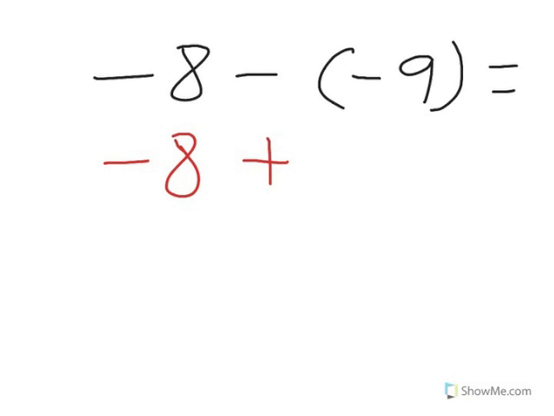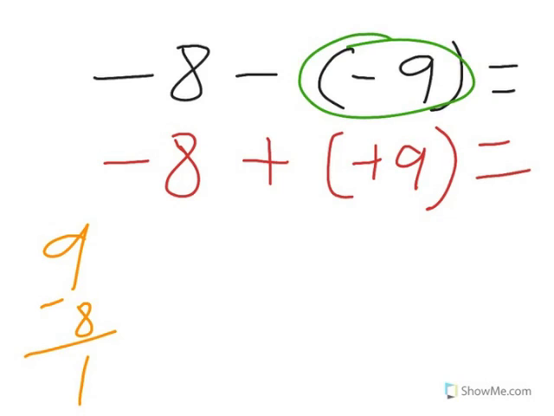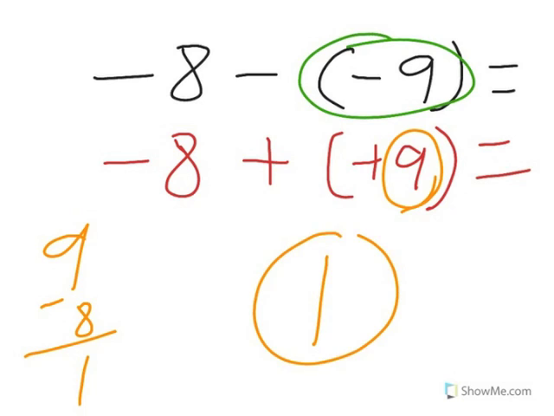Now we change the sign of next. So the sign on the next number needs to be changed. This here is a negative 9, so we need to change it to a positive 9. Now we have an addition problem, which we know how to do. It's easy. Okay, different signs subtract. So we will subtract. We have 9 minus 8, and that actually equals 1. So we know that we take the sign of the larger number. 9 is bigger than 8, so we know that the answer is a positive 1.